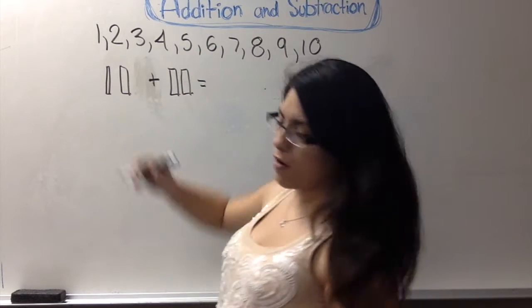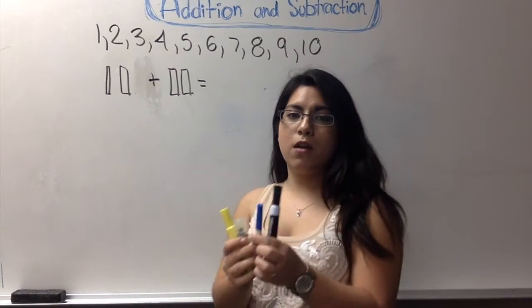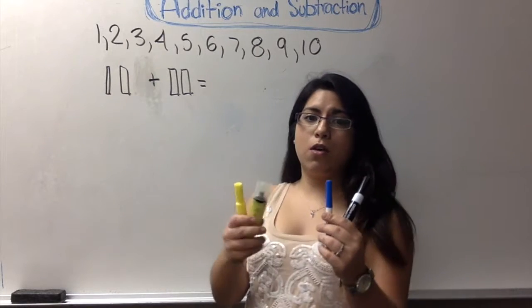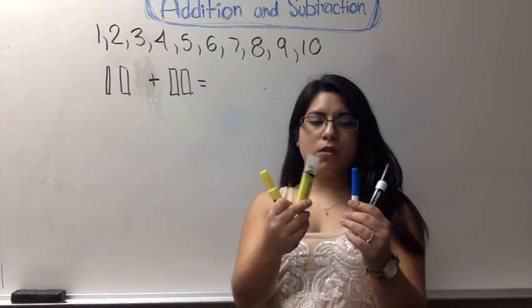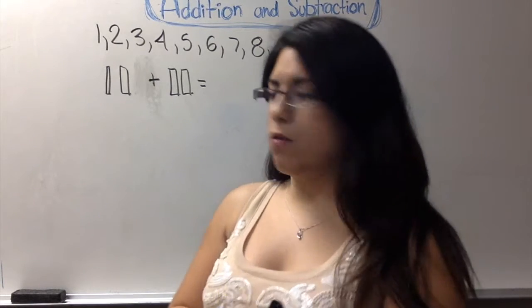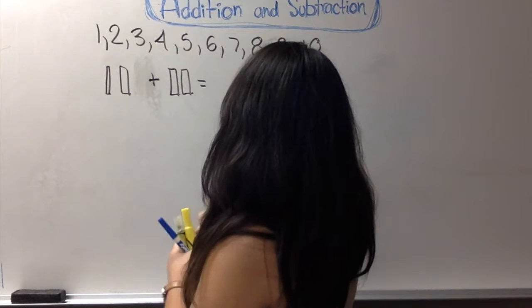How many do we have now? It's 1 and 2 plus 1, 2. It's 1, 2, 3, 4. Okay, so 2 plus 2 equals 4.